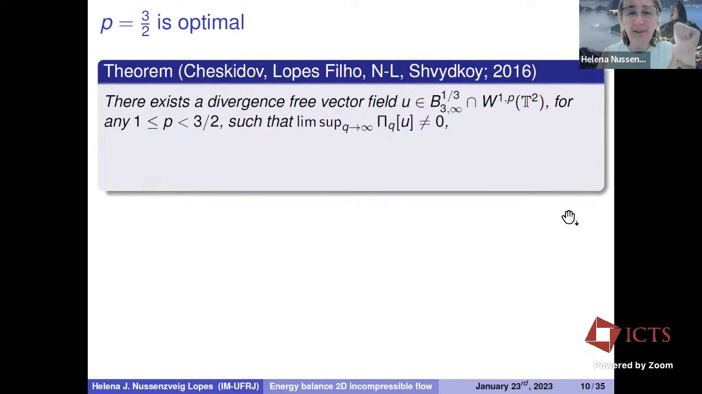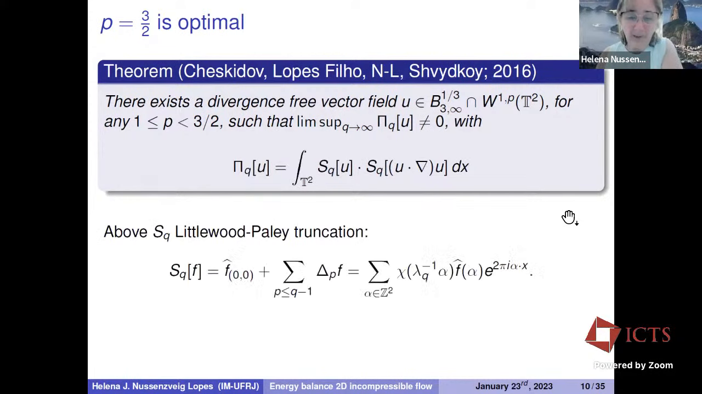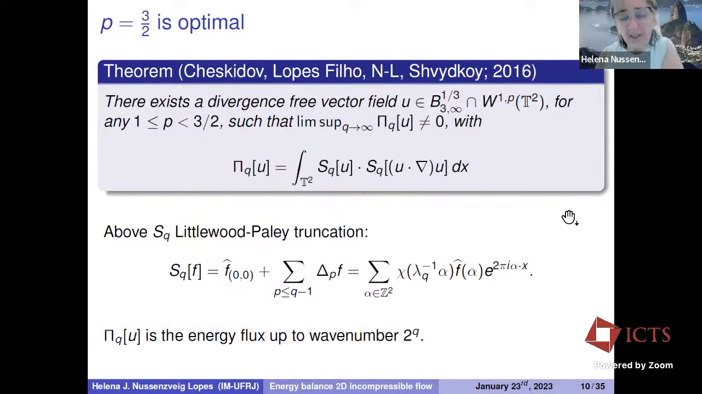So we proved with Alexei and Roman and Milton Lopes Filho, it's an old paper back from 2016, that there exists a divergence-free vector field, which is in B1/3 3 infinity intersect W1P for every P less than 3 halves, and for which the flux term does not vanish. This error term does not vanish. Okay, so what is this pi q? Well, first of all, the SQ is a little Littlewood-Paley truncation at level 2 to the q, and pi q is the energy flux up to wave number 2 to the q.